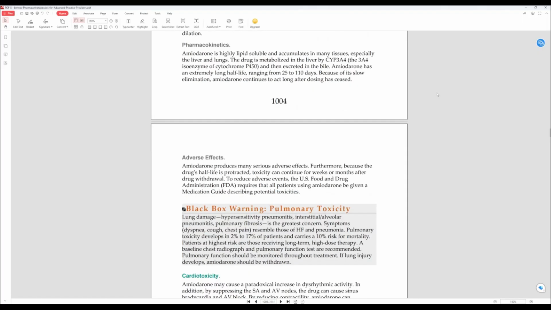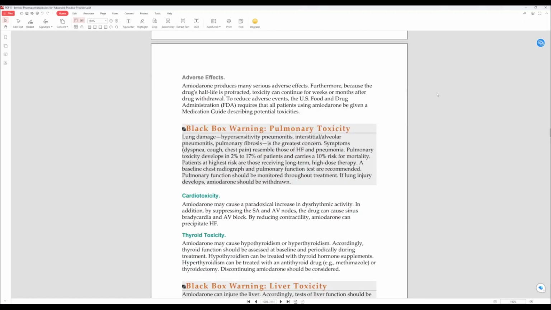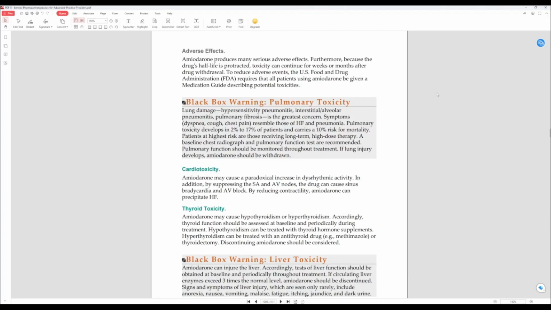Adverse effects. Amiodarone produces many serious adverse effects. Furthermore, because the drug's half-life is protracted, toxicity can continue for weeks or months after the drug already has been withdrawn. To reduce adverse effects, the FDA requires that all patients using amiodarone be given a medication guide describing potential toxicities. The black box warning: pulmonary toxicity.